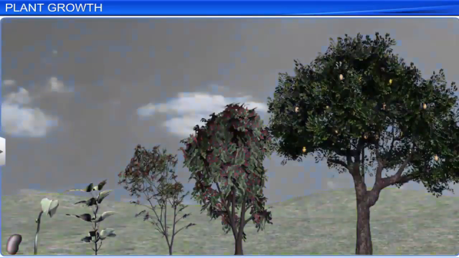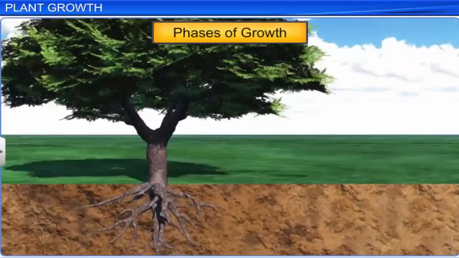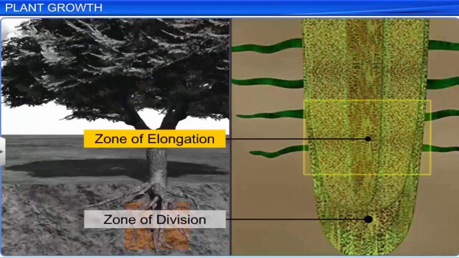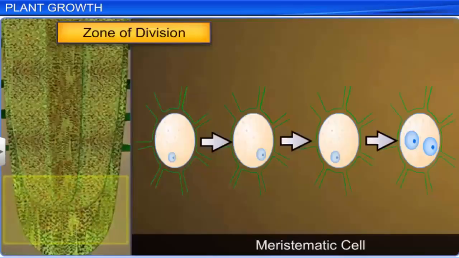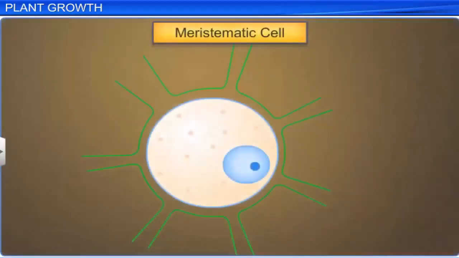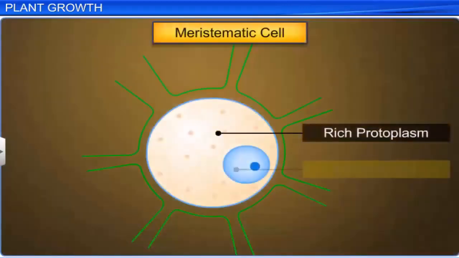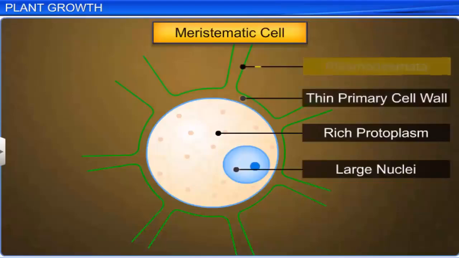Now, let's look at the different phases of growth. The different phases of growth are zone of division, elongation, and maturation. The zone of division contains the rapidly dividing cells of meristems. These cells are characterized by rich protoplasm, large nuclei, and a thin primary cell wall with more plasmodesmatal openings.